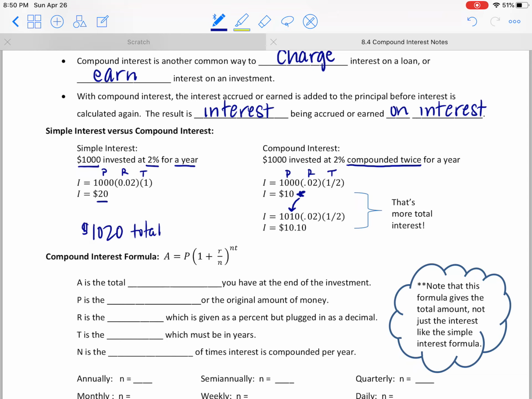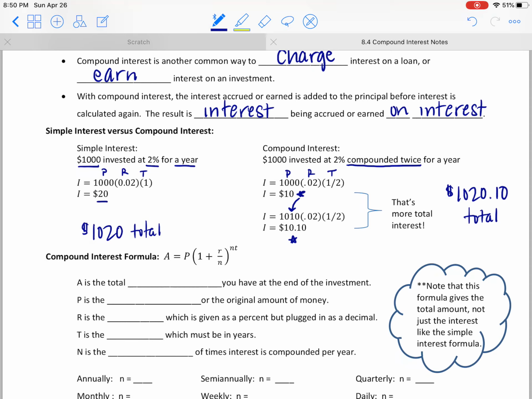Now that $10 interest gets added into the principal so that for the next half of the year, when you go to earn interest again, it's not just on the $1,000 that you started with. It's on the $1,000 plus the $10 of interest. So the second time around, you end up with $10.10 of interest. In this case, you end up with a total of $1,020.10. Now, I know that's not a lot of difference, but that's because the interest rate is really low and we're only looking at a year.